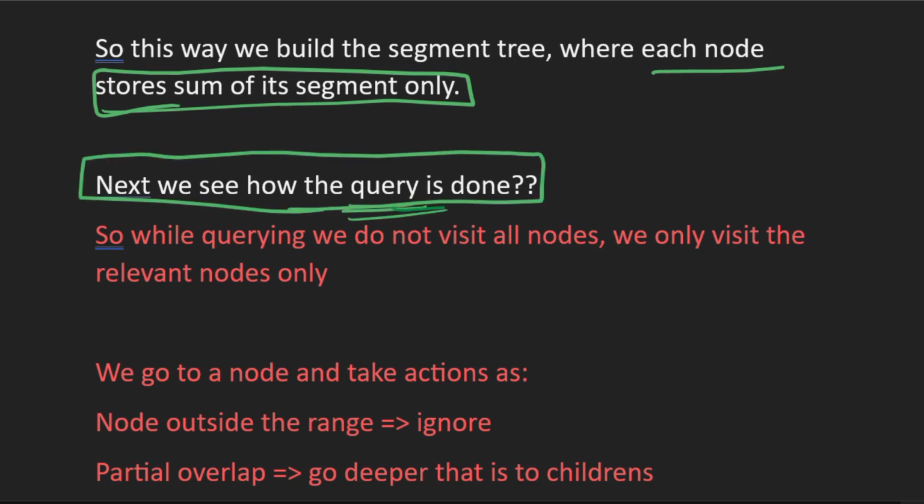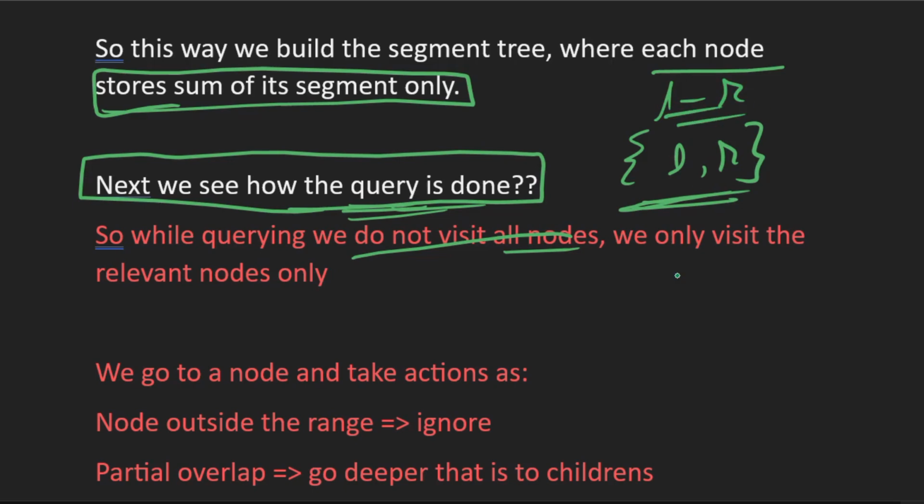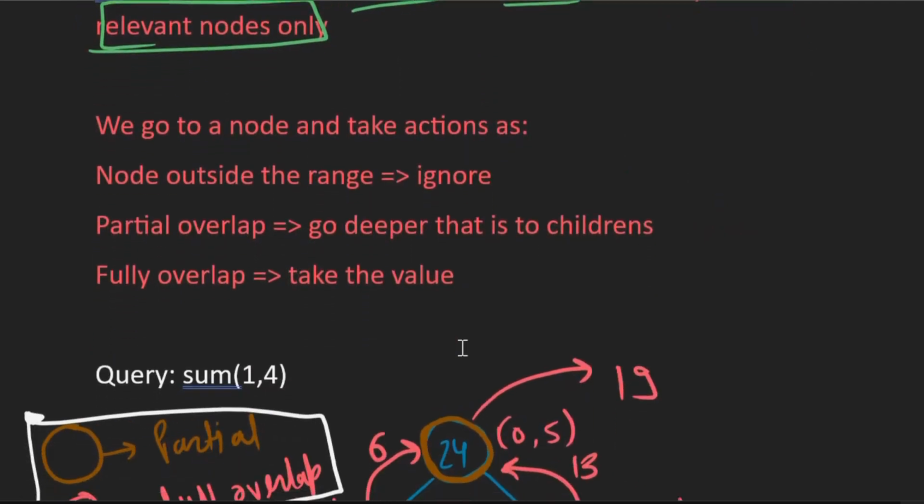Next we see, if you have to find the sum of a range L to R, then how will you find that sum? Earlier what we were doing is, we were visiting all the nodes from L to R. But now using the segment tree, we will visit only important or relevant nodes, right?